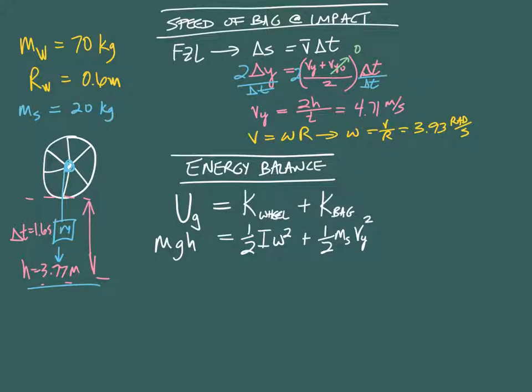Oh, I have to correct something here. That speed, the angular speed, not 3.93, it's 7.85. Sorry about that. And this mass over here on the gravitational potential side is also the mass of the sand.